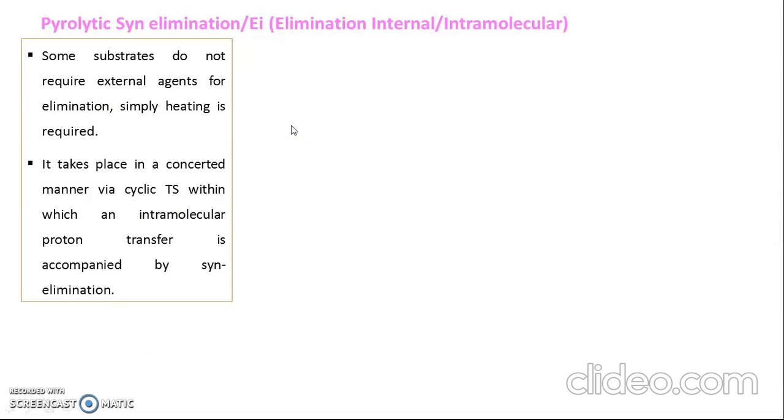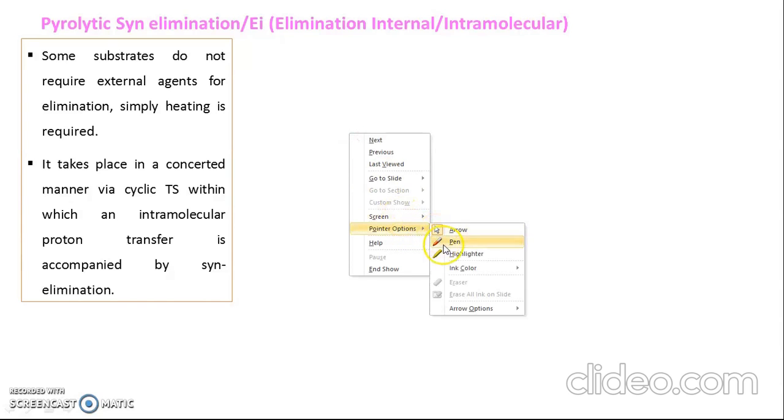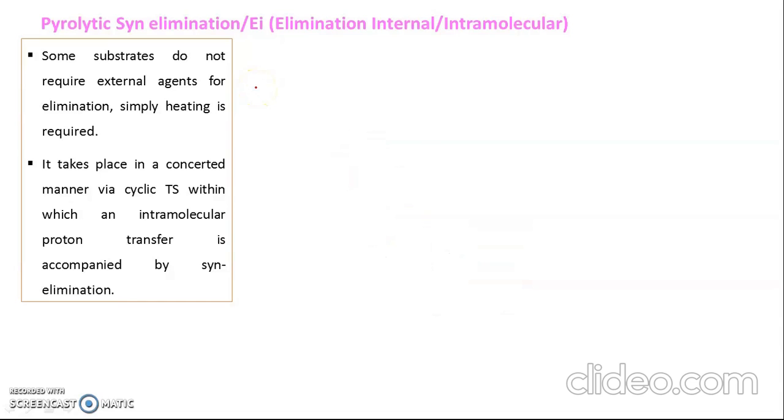Next we will see pyrolytic syn elimination, or you can also call it internal or intramolecular elimination. Different names are there. For some substrates, until now we have seen most of the time we are using base in case of elimination. And in the last example you have seen we are using some acid catalyst or metal oxides as catalyst. But there are some substrates where you do not require any external agents for the elimination to take place. So here simply heating is enough. You just have to heat the substrate.